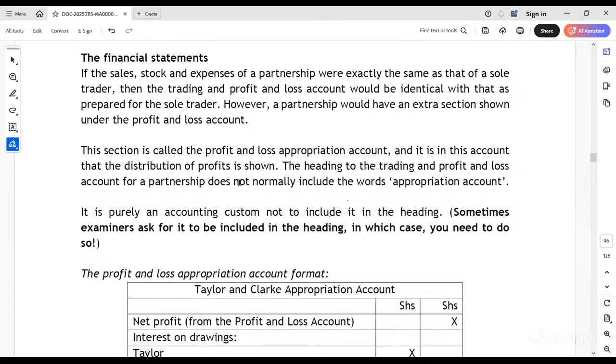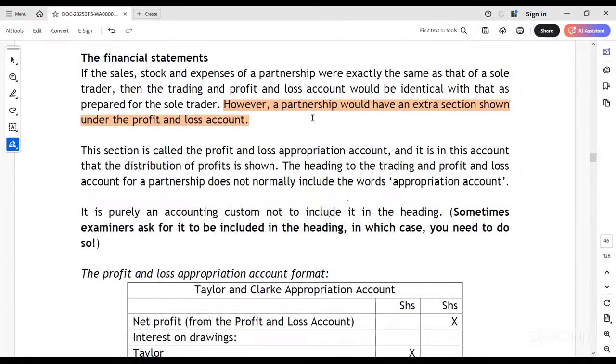Now, if the sales, stock, and expenses of a partnership were exactly the same as that of a sole trader, then the trading and profit and loss account would be identical to that prepared for a sole trader. However, a partnership would have an extra section shown under the profit and loss account.